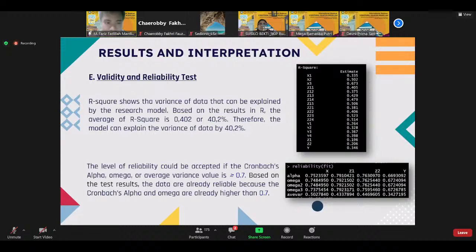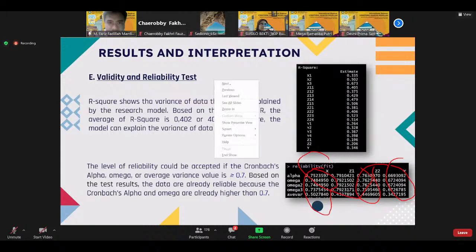Okay, and then the level of reliability for the latent variable. The level of reliability could be assessed if the convergence alpha, omega, or average variance value is greater than 0.7. Based on the test result, the data are already reliable because the convergence alpha and omega are already higher than 0.7.